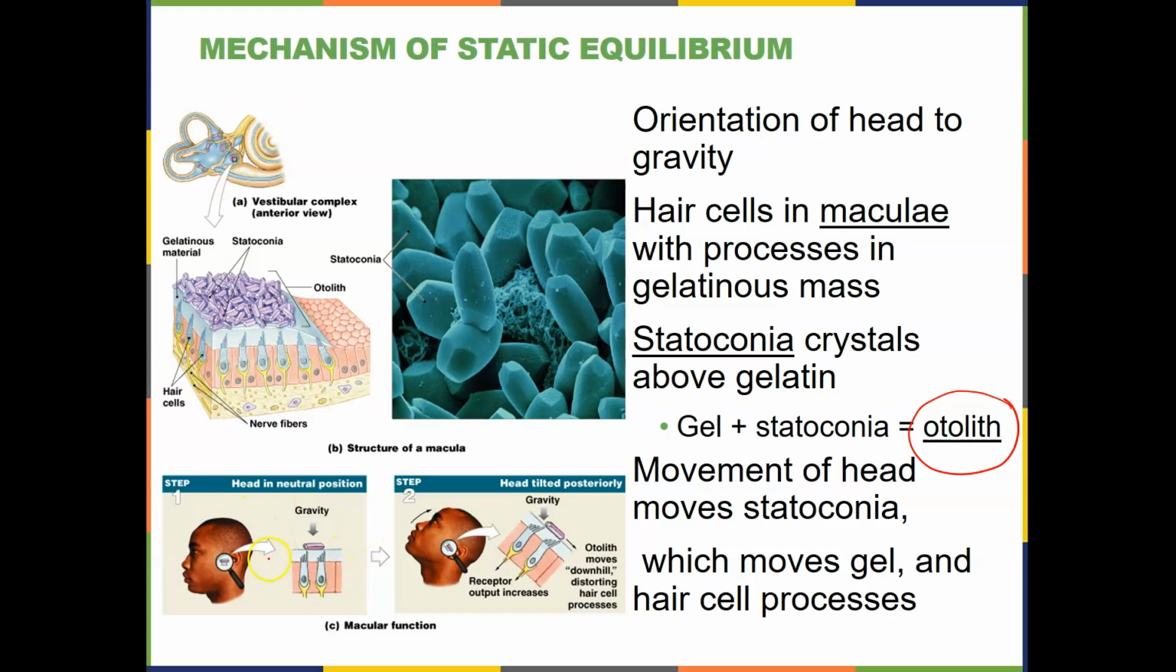If somebody is just sitting there, we call that static equilibrium. Gravity is going to be pulling each one of these little otoliths down. Remember the little crystals? The weight of the otolith then tells these sensory hair cells that you're just standing upright, and no action potentials are going to the cranial nerve. When we tilt our head back, these otoliths move backwards. They move downhill, and that bends these sensory hair cells backwards, and that sends information to the brain saying, oh, these otoliths are sliding back.